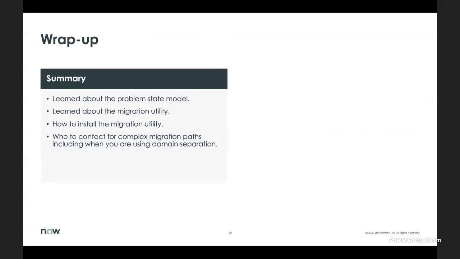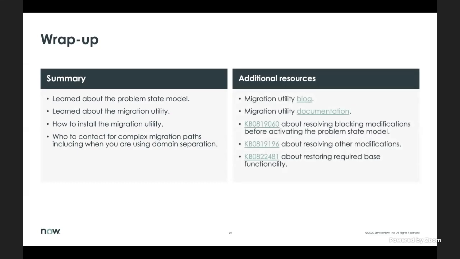So just a quick wrap up. We've looked at what the state model is, what the migration utility is, how to install it, and who to contact if you're on a more complex migration path, including domain separation. There's some additional links over here as well, like there's a blog with a lot of this stuff. There's documentation, and there's the 3 KBs we looked at as well.